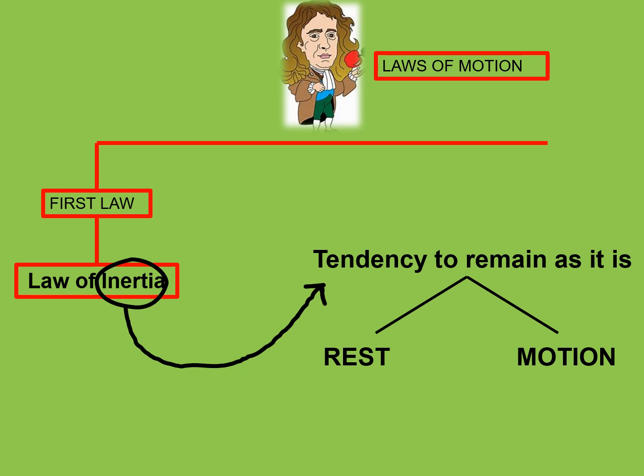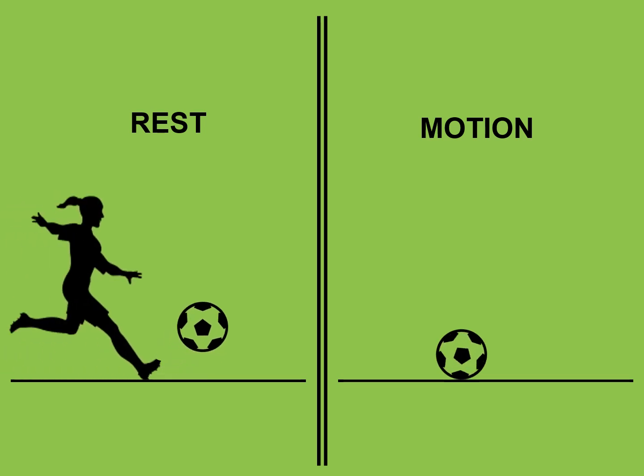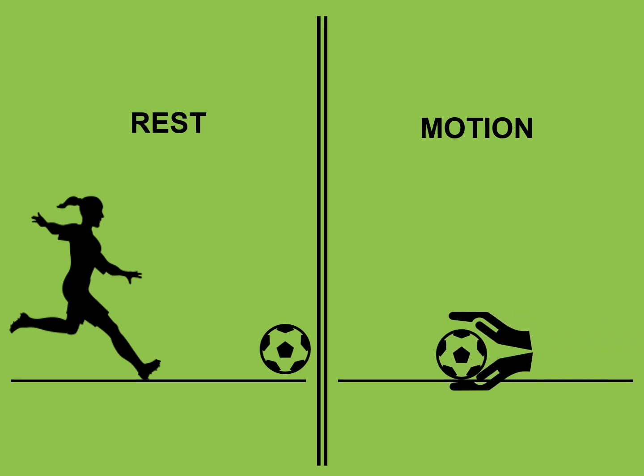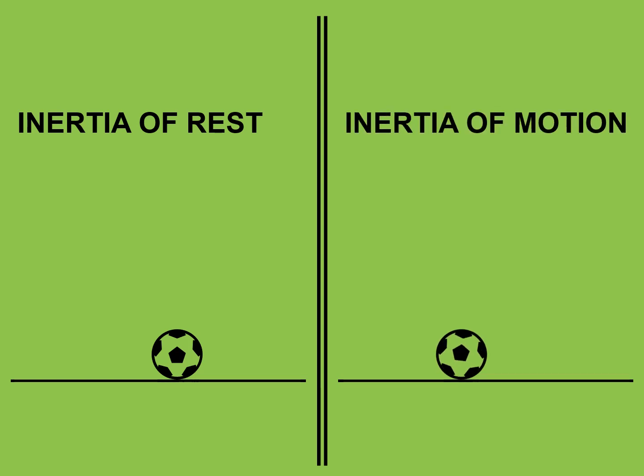Suppose we have two balls. One ball is at rest and the other ball is moving. To change their states, we require some force. If we apply some force, the ball at rest starts moving and the other ball which was already moving can be stopped by force. What we can summarize from this is there are two types of inertia. One is inertia of rest and the other is inertia of motion. If an object is at rest, it wants to continue to be at rest, and if an object is moving, it wants to continue the motion.